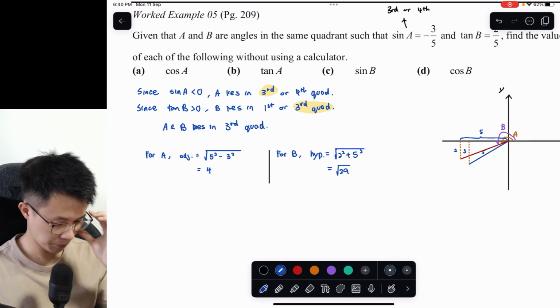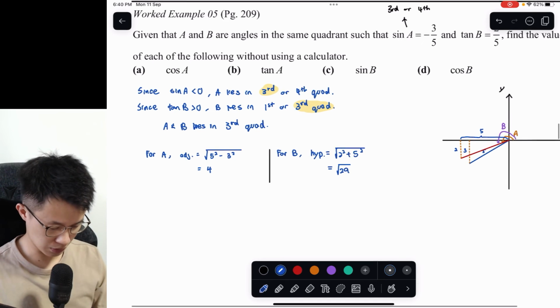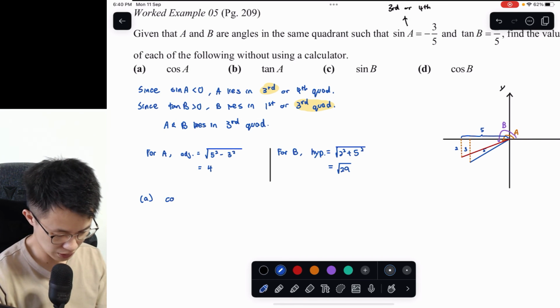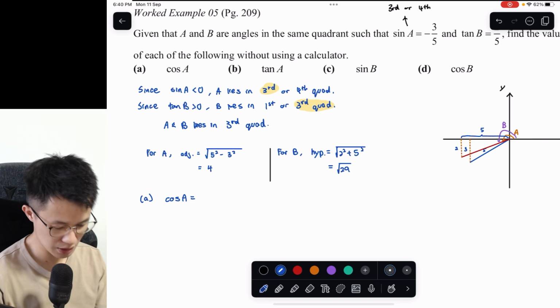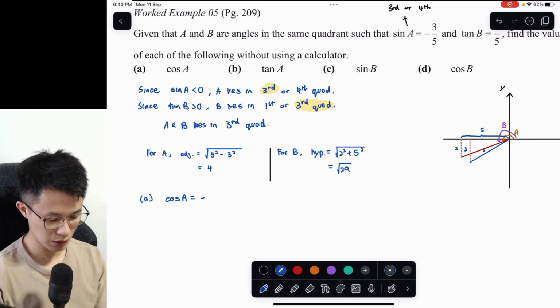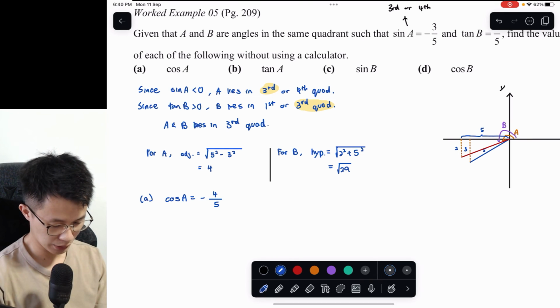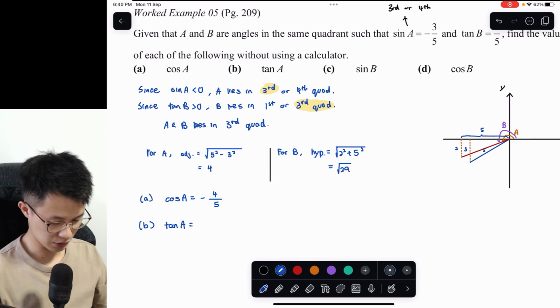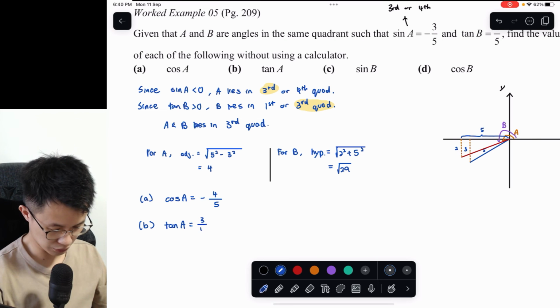From here, we are going to answer all the questions. For A, we're trying to find cosine A. Cosine is adjacent over hypotenuse, and it lies in the third quadrant, so it's going to be negative 4 over 5. For part B, we have tangent A, and since it lies in the third quadrant, it is going to be positive, and it's simply 3 over 4.